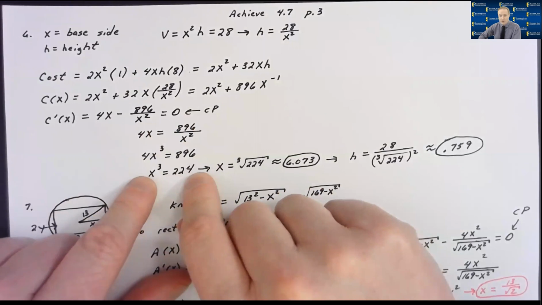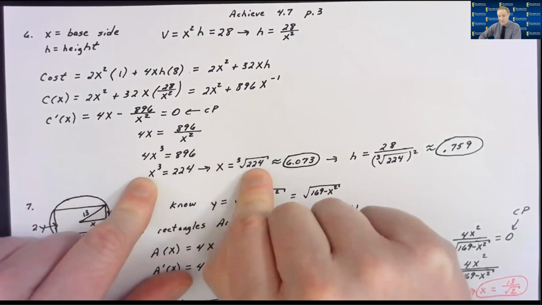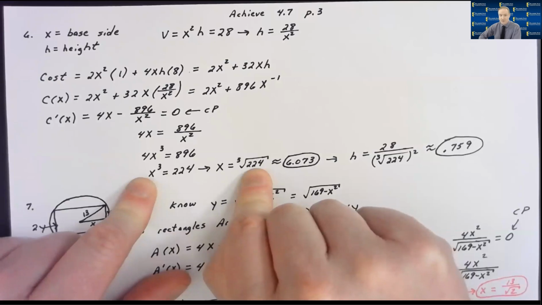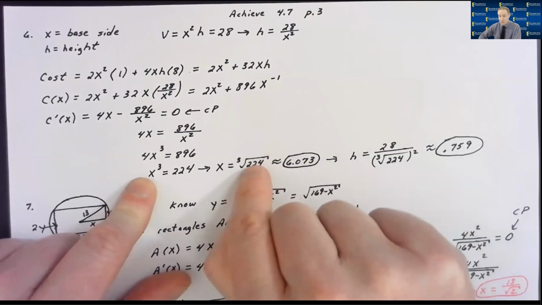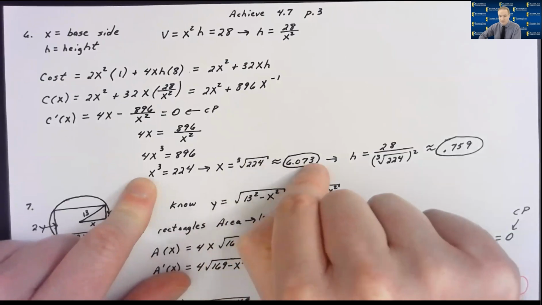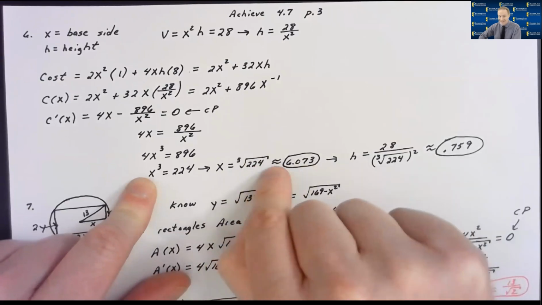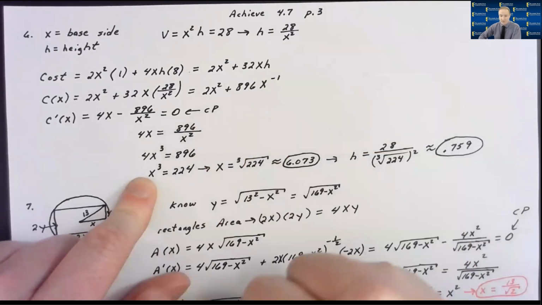Then x is going to be the cube root of 224, which is not a nice number. And Achieve wants this rounded to 3 decimal places. They don't want the exact value this time. So I just said, well, the cube root of 224 is approximately 6.073. Now that's the size of each of the sides of the square base.